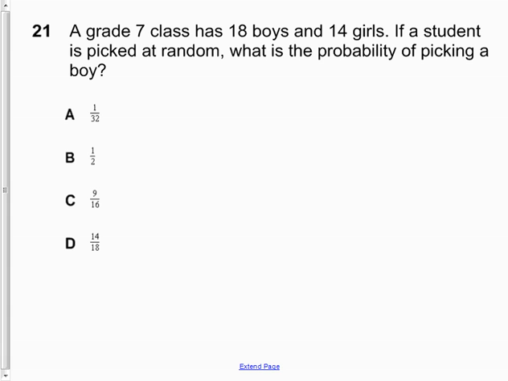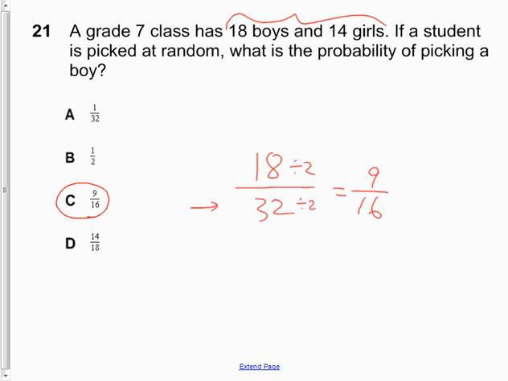Question 21, very similar to question 20. A Grade 7 class has 18 boys and 14 girls. If a student is picked at random, what is the probability of picking a boy? Well, there are 18 boys out of a total class size, and this is the tricky part. There were 32 total students in that class, and I had to figure that out by adding those two numbers together. So 18 out of 32. If I divide both by a factor of 2, I get 9 over 16, which is answer C.